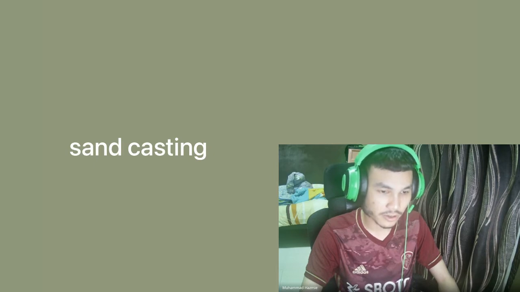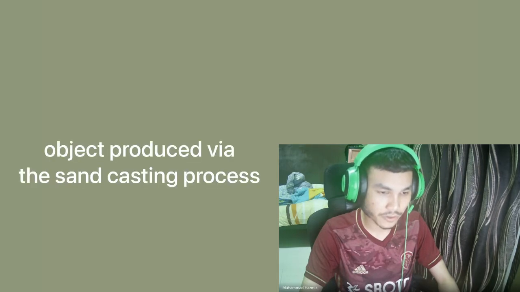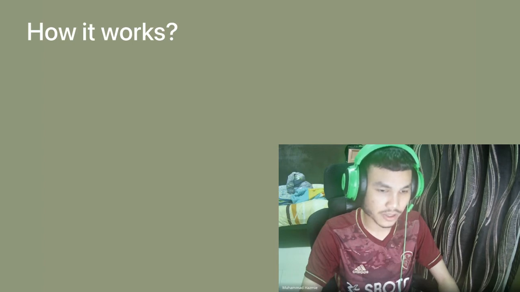Sand casting, also known as sand mold casting, is a metal casting process characterized by using sand as the mold material. The term sand casting can also refer to an object produced via the sand casting process. Alright, sand casting, how it works. The following are the 7 main steps for the sand casting cycle.